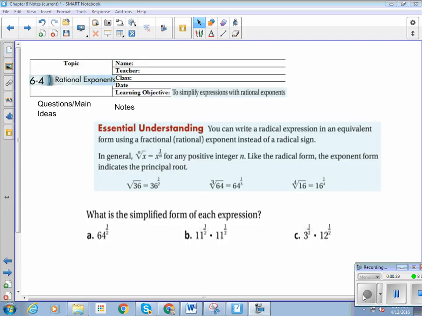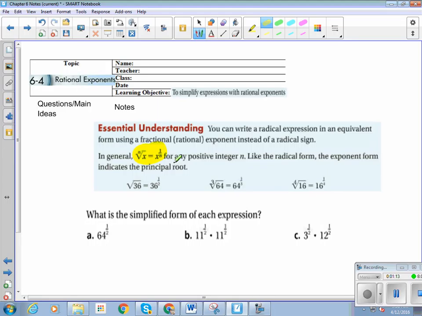So in general, and this is what I want you to write down for sure from this essential understanding, the nth root of x is equal to x to the 1 over n. So your power is 1 over whatever that root is. So if it's cubed root, it would be x to the 1 over 3.